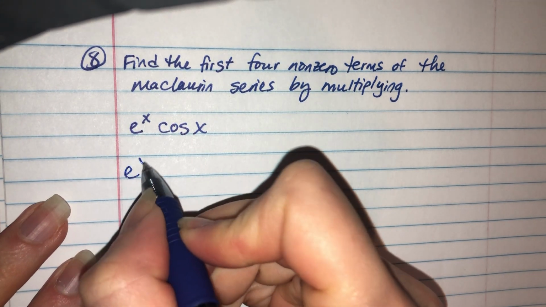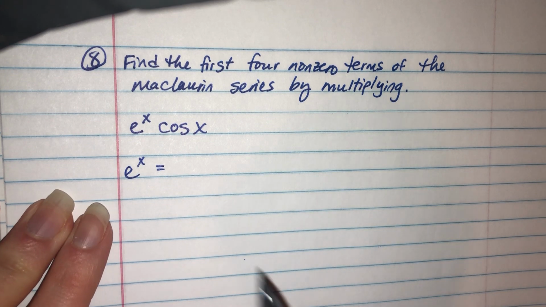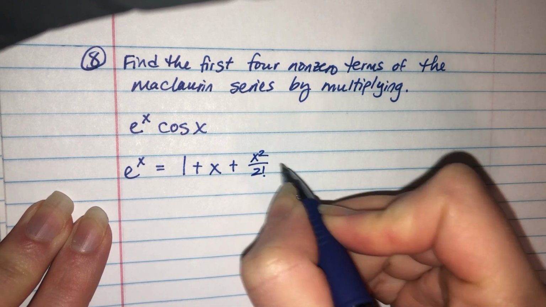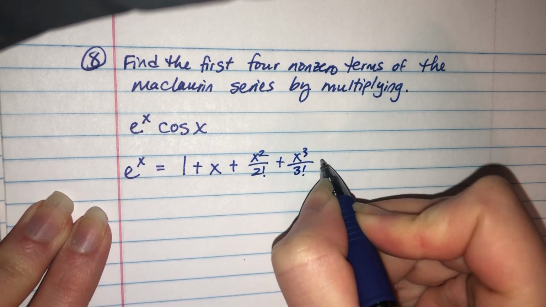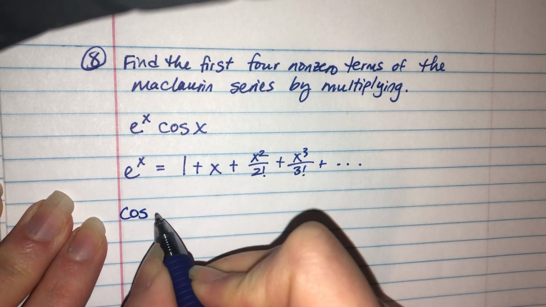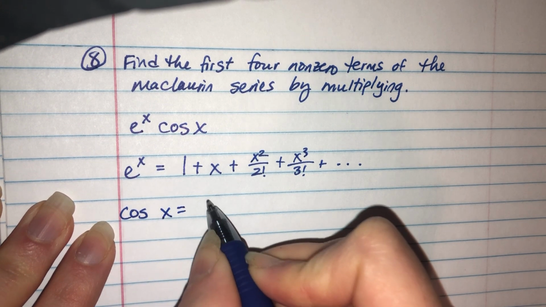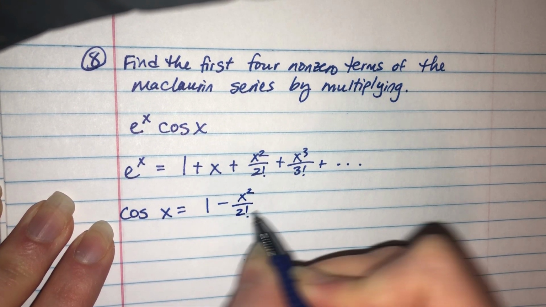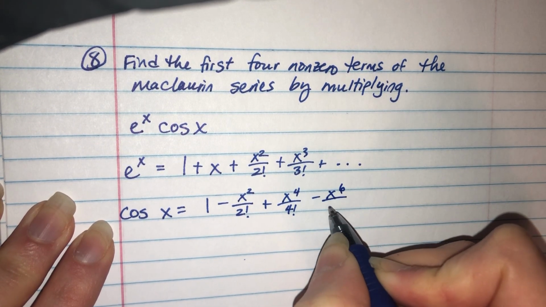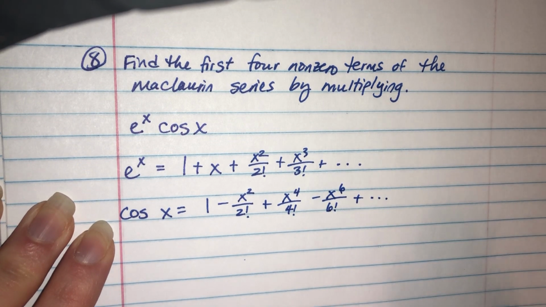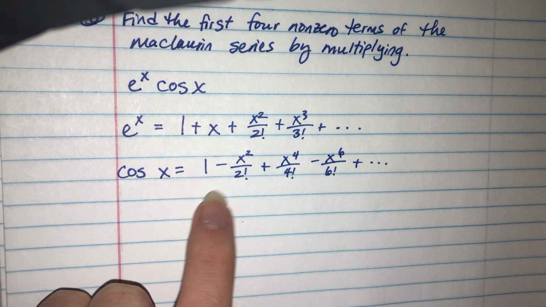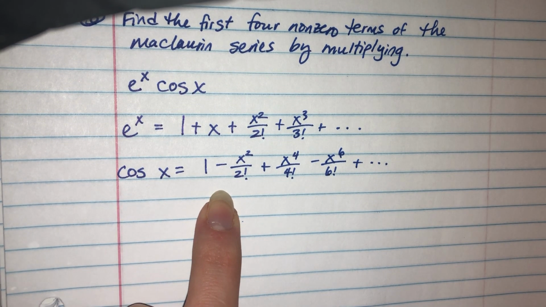So we know, or you will know after you study your note cards, that e to the x is equal to 1 plus x plus x squared over 2 factorial plus x cubed over 3 factorial plus dot dot dot, and it continues. And you will also know after you study your note cards that the cosine of x is equal to 1 minus x squared over 2 factorial plus x to the 4th over 4 factorial minus x to the 6th over 6 factorial plus dot dot dot. So we have to make the first four non-zero terms by multiplying these two series together. How do we multiply them?